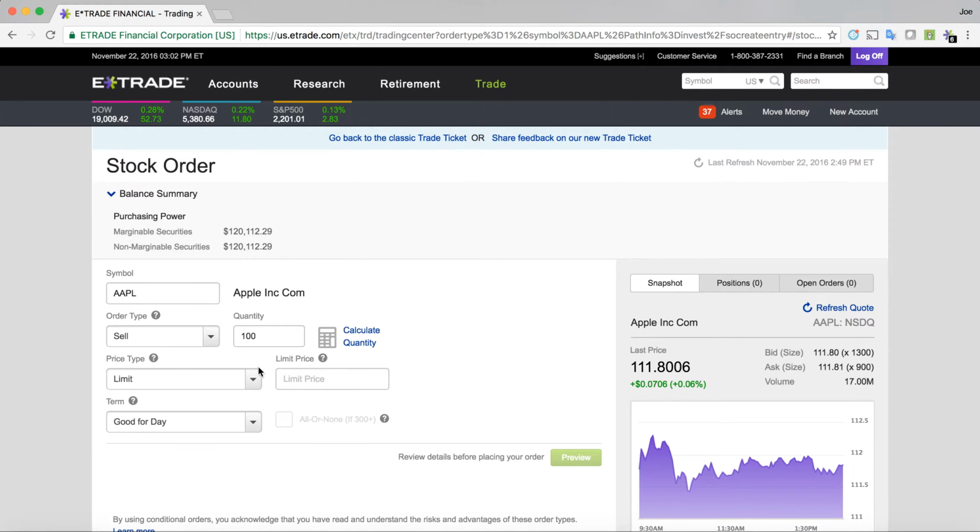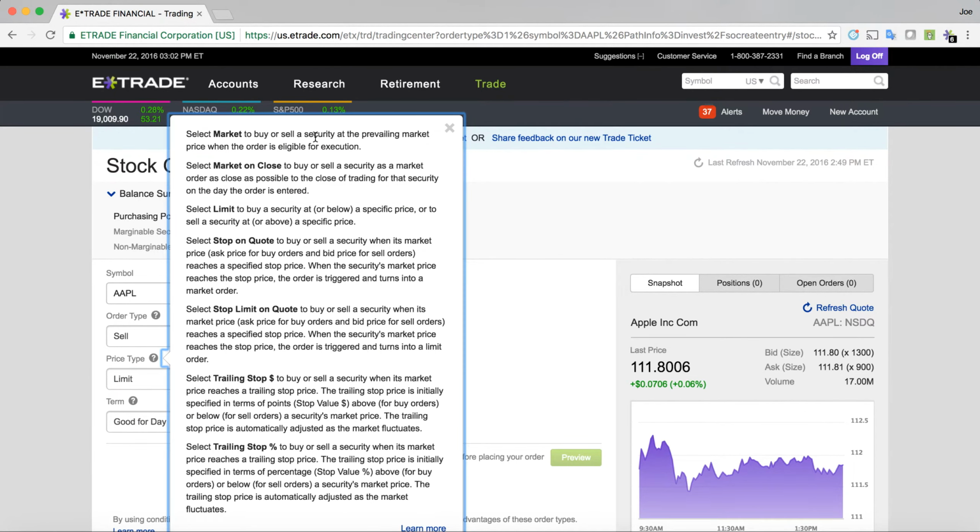Now we can do a few things. We can sell market, sell limit, or we can do a bunch of different things. Let's go over the specifics. So market: to buy or sell a security at the prevailing market price when the order is eligible for execution. Basically, I'm saying I have 100 shares. I'm up enough to where I just want to get rid of the stock immediately, so I'm willing to sell it at the best price the market is willing to offer.